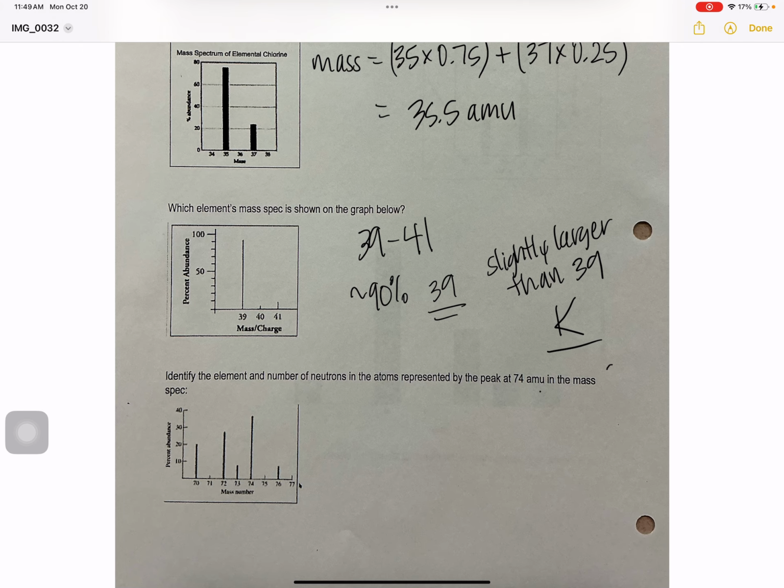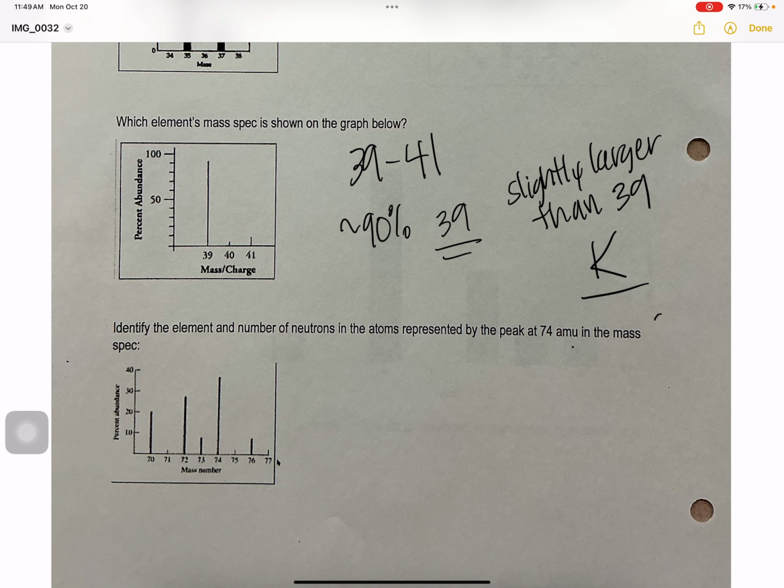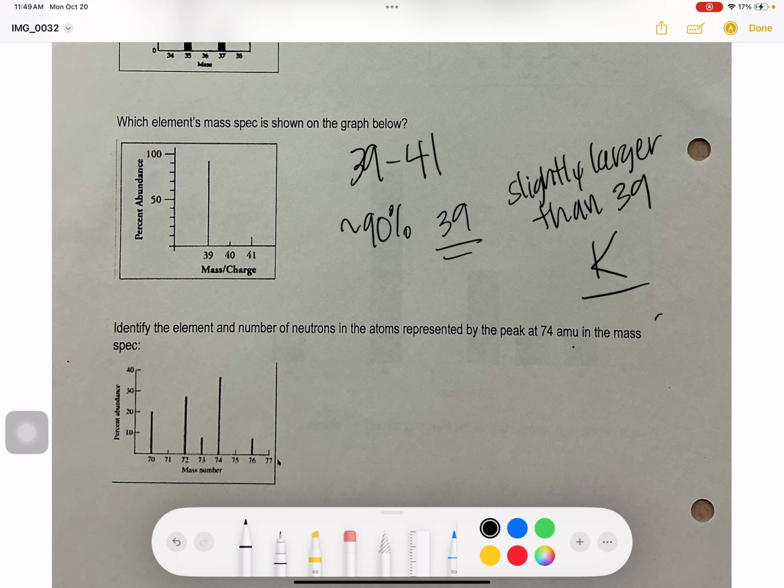And then for the very last one: identify the element and the number of neutrons in the atoms represented by the peak at 74 AMU in this mass spec. I'm going to approach this one slightly differently. I'm going to show you a little bit of a trick. If we look at this, you could really bog yourself down with the time it takes to do this calculation, although you could do it. We have the 5 isotopes, and we know their percent abundances, or we could estimate them from the graph.